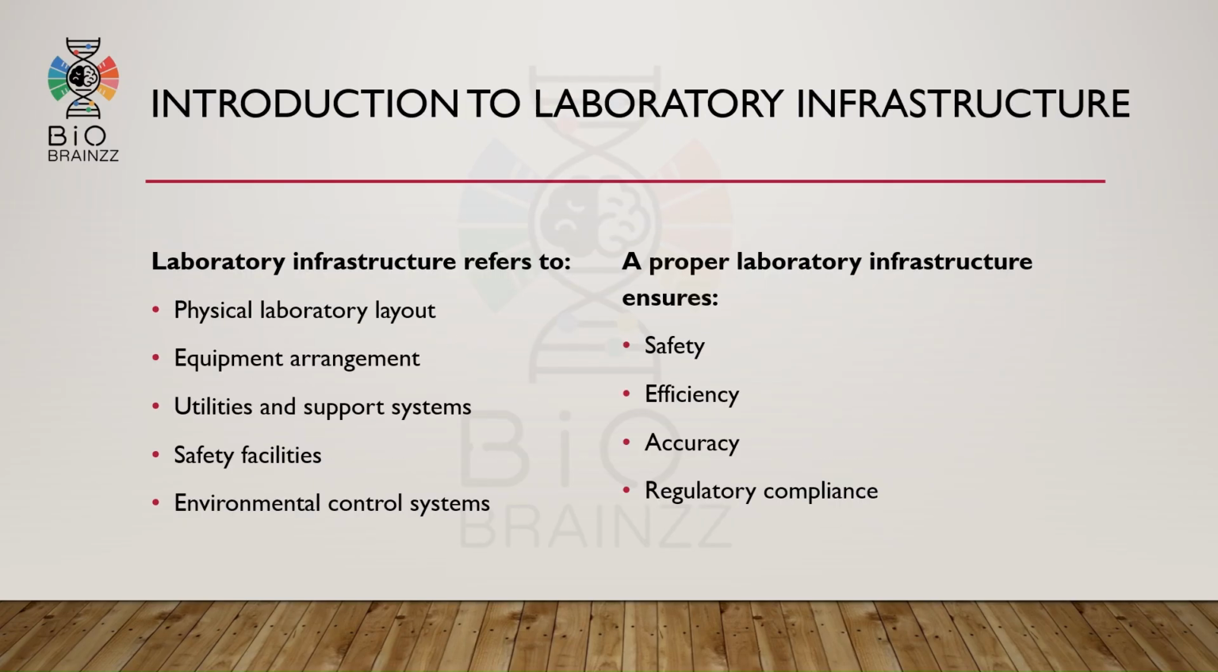First, let us understand what laboratory infrastructure actually means. Laboratory infrastructure is not only about buildings and equipment. It includes the complete setup required for smooth laboratory functioning. For example, laboratory layout, placement of equipment, electricity and water systems, safety facilities, and environmental control systems. A proper infrastructure helps laboratories work safely, effectively, and according to GLP standards.